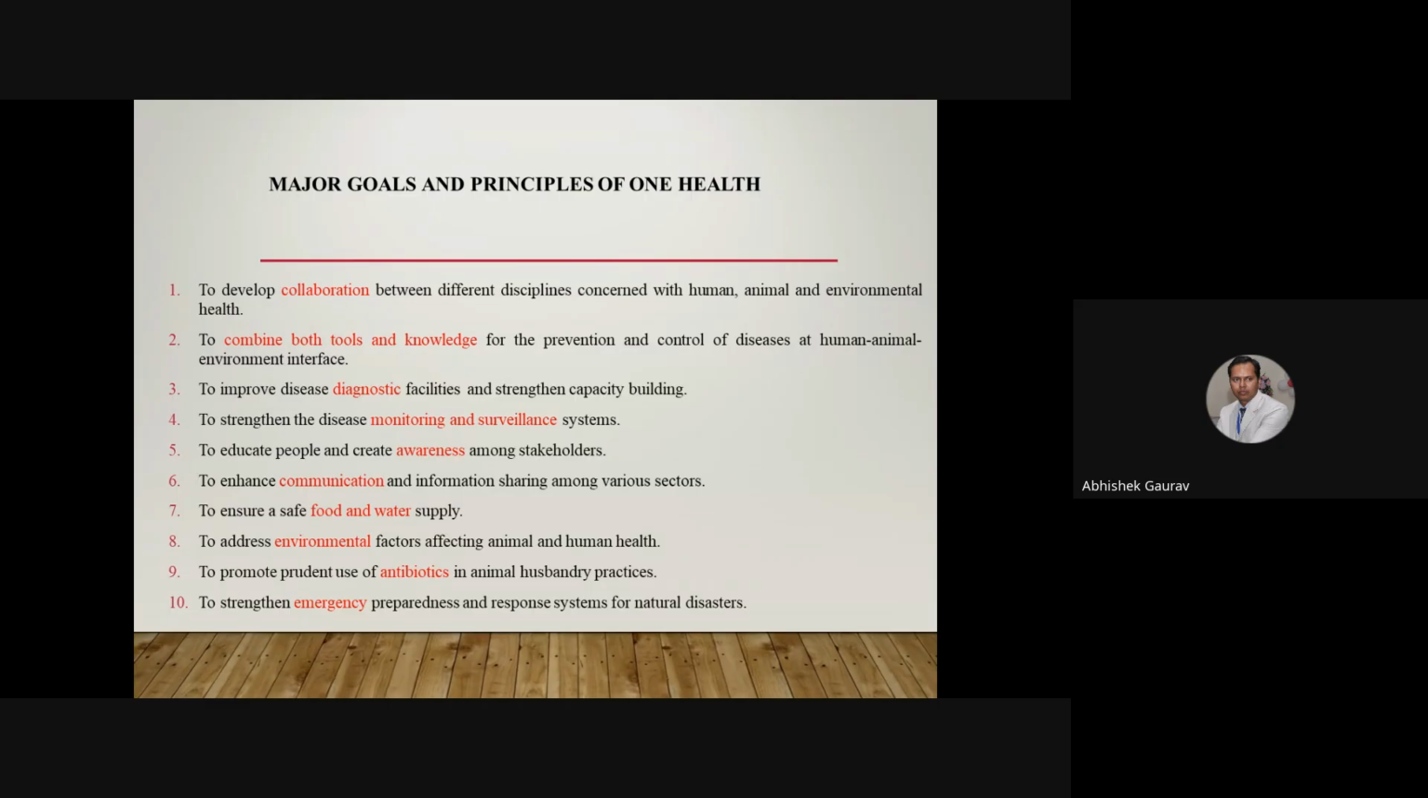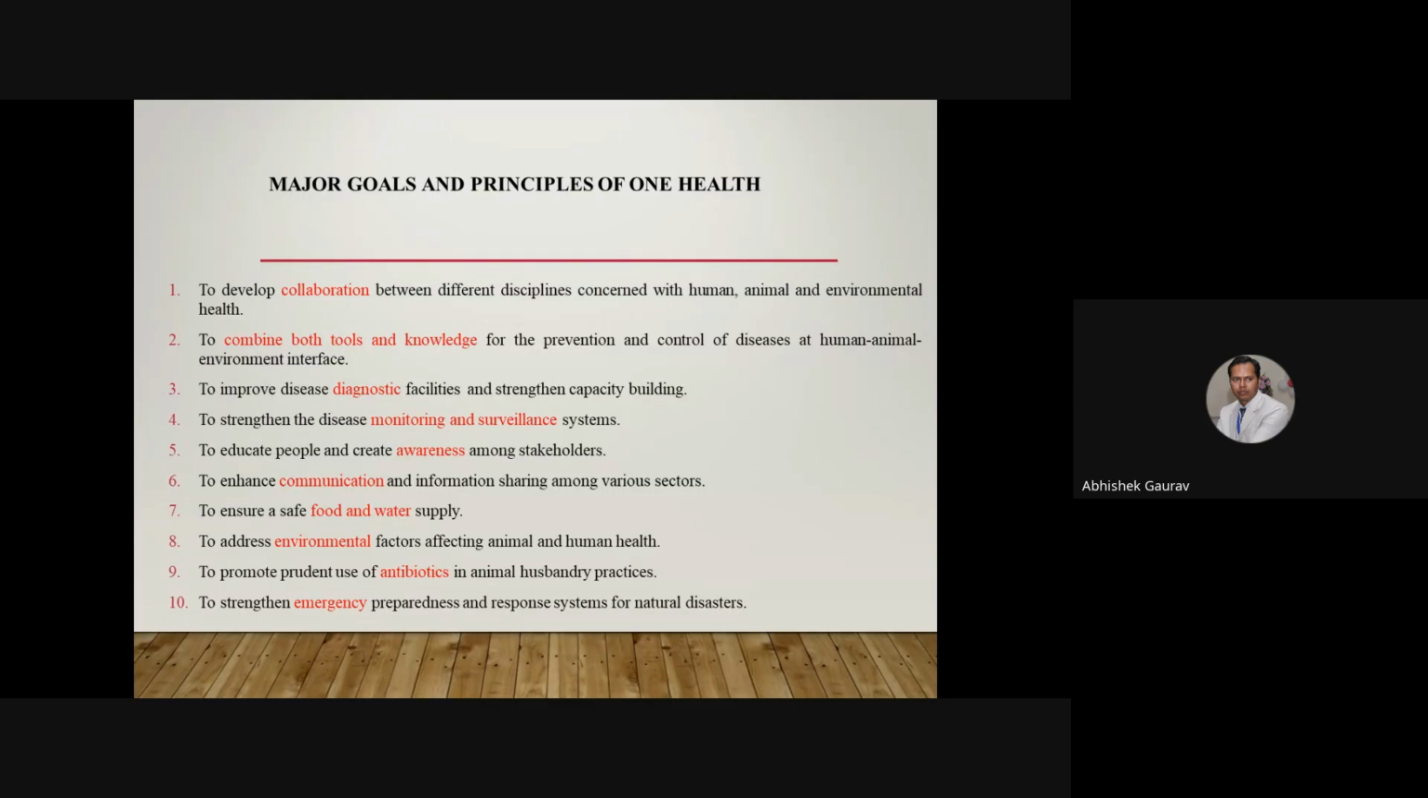Then environmental factors need to be addressed, because earlier I discussed how the environment impacts the emergence of zoonotic diseases, and antibiotic resistance, which is a burning issue nowadays, has to be taken into consideration, because AMR can be tackled only through the application of the One Health approach. If you think that by prescribing antibiotics judiciously in human beings we can control this problem, no. We have to take care of animal husbandry practices also, because as you all know, we are using antibiotics in poultry farming just for growth promotion and for various other reasons. So judicious use in animal husbandry along with prudent use in the medical sciences will help in preventing this menace of antimicrobial resistance.